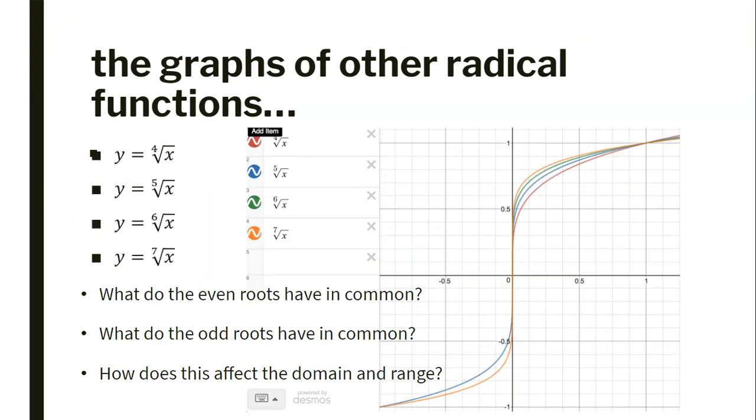might look like. So these small numbers here in the radicals are called the roots. So we have a fourth root, a fifth root, a sixth root, a seventh root. Now check these graphs out. Check them all out. And what do you think even roots have in common? What do you think odd roots have in common? And how does this affect the domain and range? Think about that for a moment.